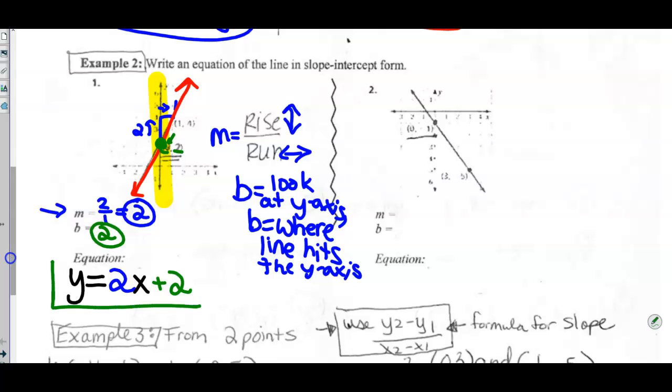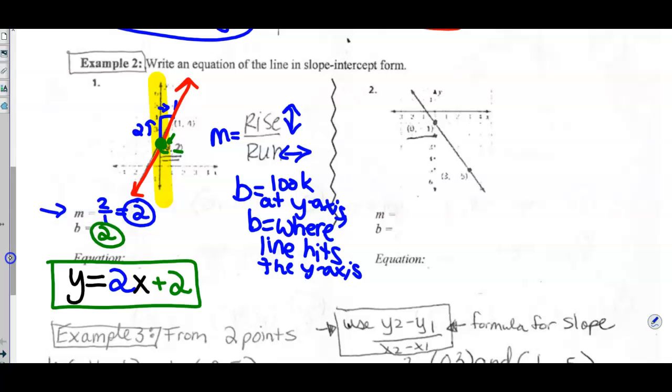So that's how I write an equation from a graph. I find the slope by counting, and then I find the b by looking at my line to see where it hits the y-axis. Let's look at another example.